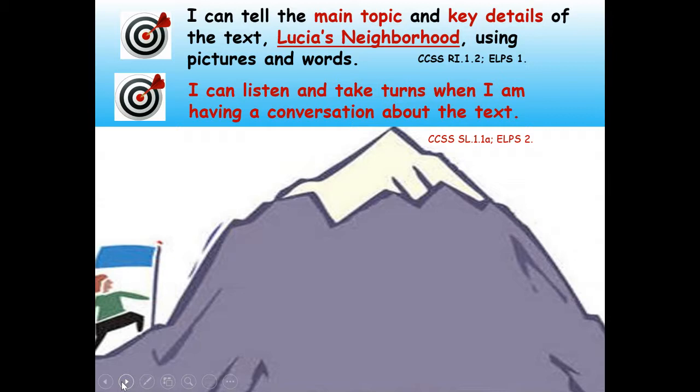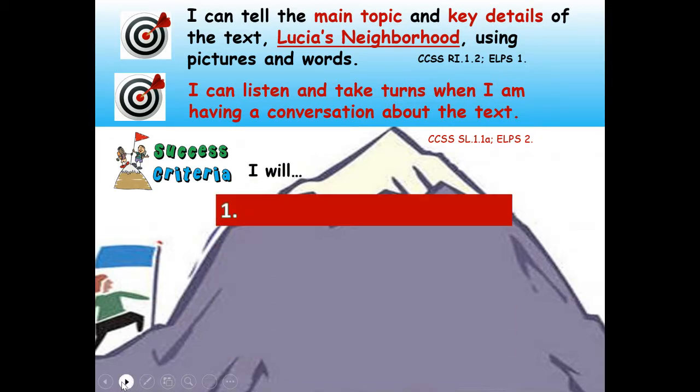So, success criteria means how will you know you're successful at retelling the main topic and key details of the text, Lucia's Neighborhood, and how will you know you're successful at listening and taking turns while having a conversation about Lucia's Neighborhood? Well, just like these people are climbing this mountain, we're going to climb a learning mountain. Our goal is to reach the learning targets at the top, and here are our steps to success.